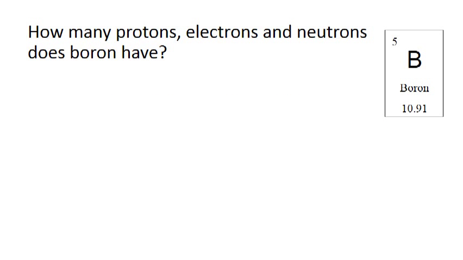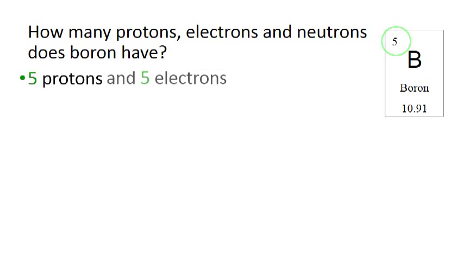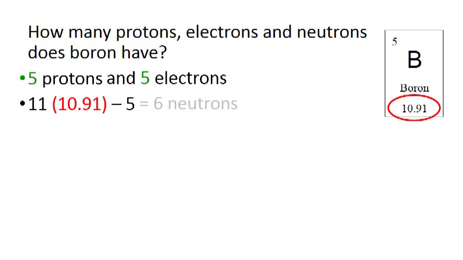So let's do a couple more examples. How many protons, electrons, and neutrons does boron have? Well, boron has an atomic number of 5, which means it has 5 protons. That also means it has 5 electrons. Next, we can look down here. It has an atomic mass of 10.91. We need to round that up to 11. So we take 11 minus the 5 protons, and we end up with 6 neutrons. So boron has 5 protons, 5 electrons, and 6 neutrons.